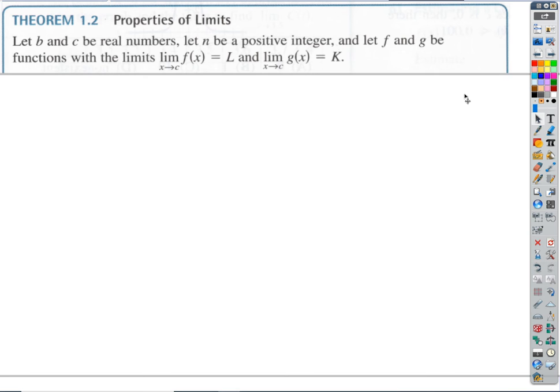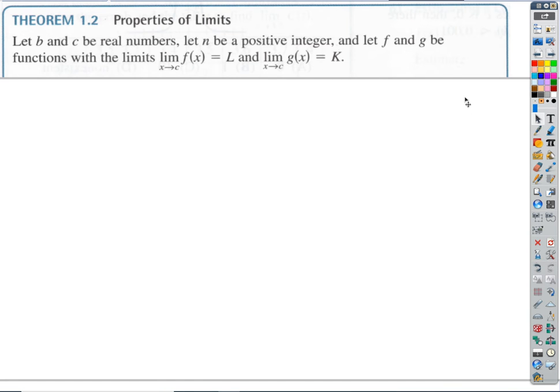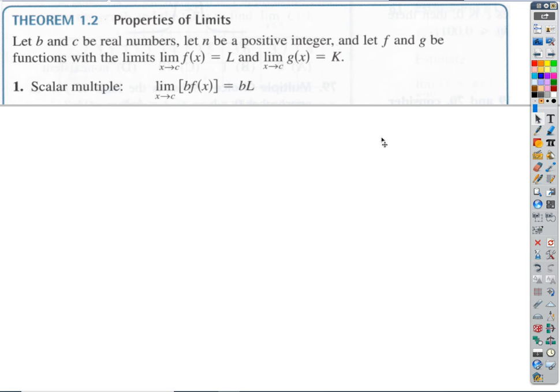If we're taking a limit, let's just define these limits. If b and c are just some real numbers, and the limit of the function f of x as x approaches c is the number L, and the limit of the function g of x as x approaches c is the number k, then these all are going to make sense. This is the scalar multiple rule. If I do the limit of b times f of x as x approaches c, by direct substitution, aren't I just going to get b times L?